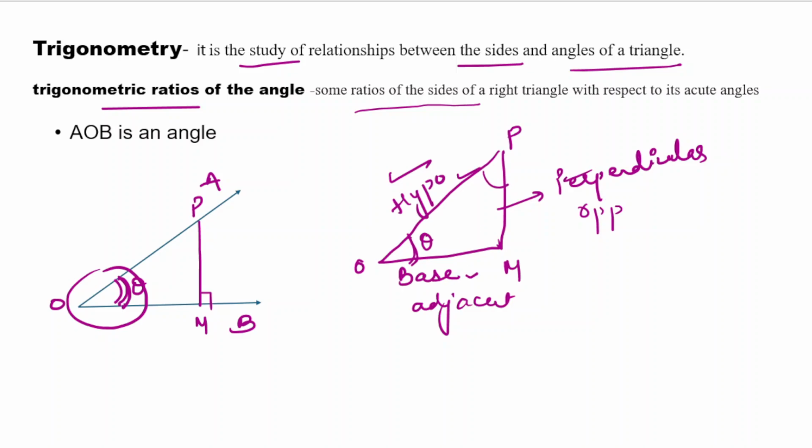If this is your theta, and if we change the position of theta, let angle P be theta, then OM will become the perpendicular, because the side opposite to the angle is known as the perpendicular, and PM will become the base. So our base and perpendicular will depend on the angle theta.